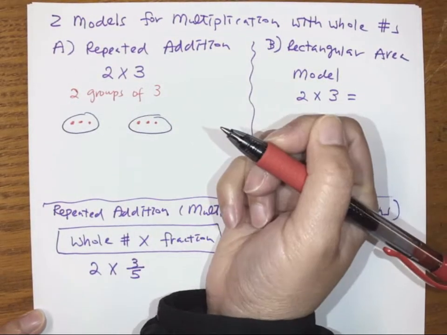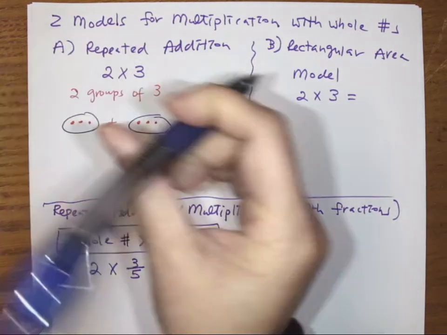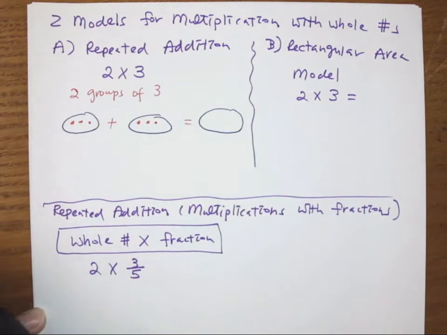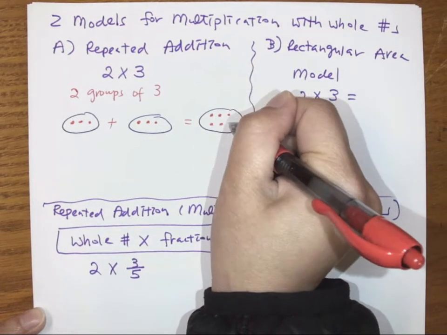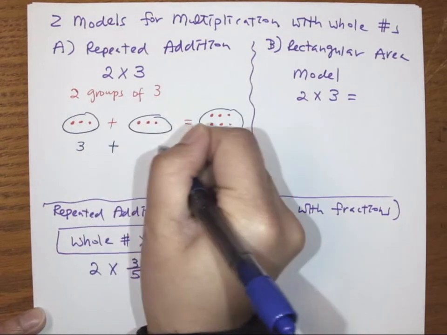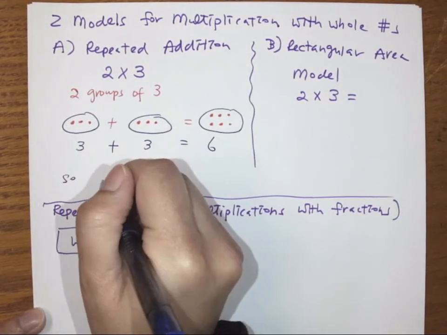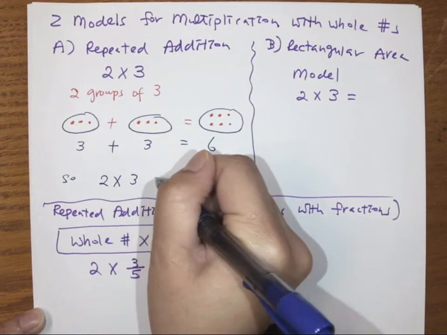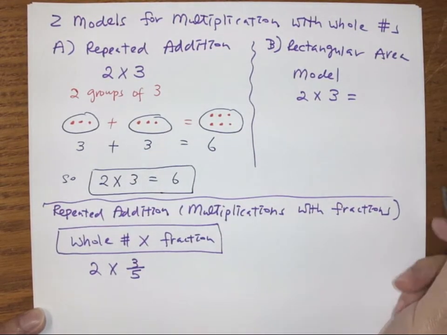And this is repeated addition, so I'm going to add them together. Together we should have 6 units: 3 from the first group, 3 from the second group. And I'm going to label my picture 3 plus 3 equal to 6. So therefore, my answer, 2 times 3, is equal to 6 using the repeated addition model.